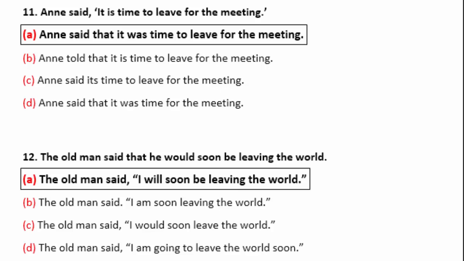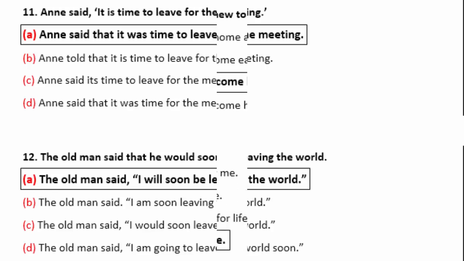Sentence number 12. The old man said that he would soon be leaving the world. This is an indirect sentence given in the question, and you have to choose the correct direct sentence for this sentence out of these four options given in A, B, C and D. So you can see option A is the correct option. The old man said, I will soon be leaving the world.